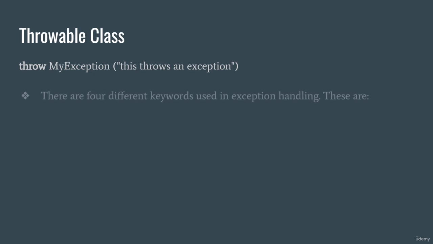All right, so there is the throwable class, which allows us to throw an exception. So this throws an exception if we use this throw keyword and then the name of the exception. I called this exception my exception because we can create our own types of exceptions, which will then do whatever we want to do in those cases. There are 4 different keywords used in exception handling, and these are try, catch, finally, and throw. These are the main keywords, and we're going to check those keywords out.